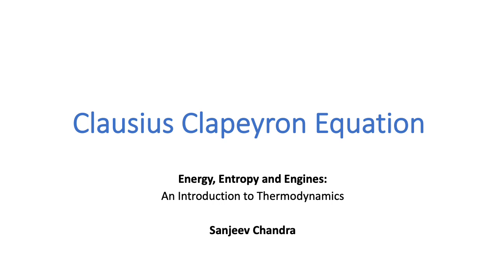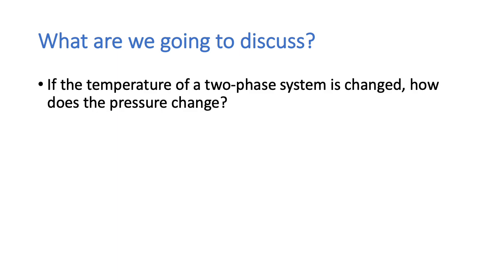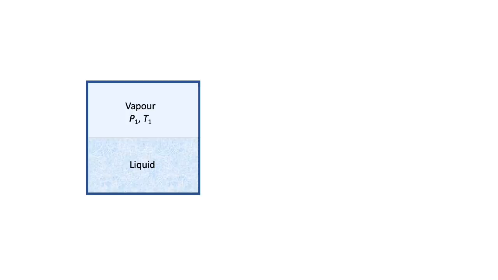Clausius-Clapeyron equation. If the temperature of a two-phase system is changed, how does the pressure change? We have over here a system in a rigid container which is partially filled with liquid and partially with vapor.